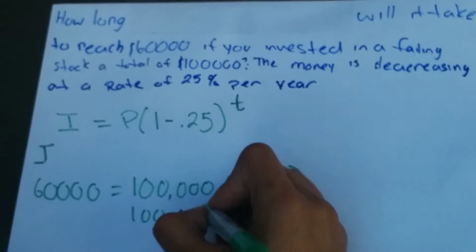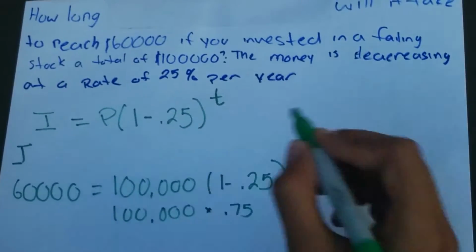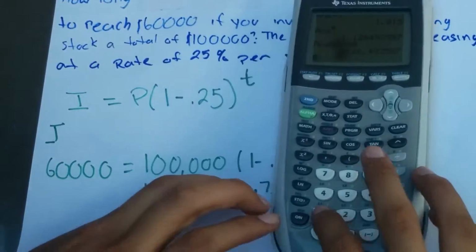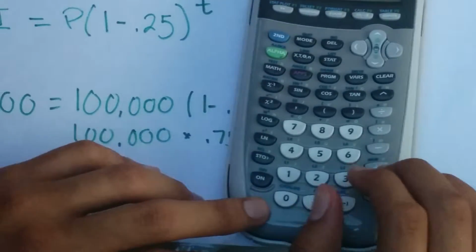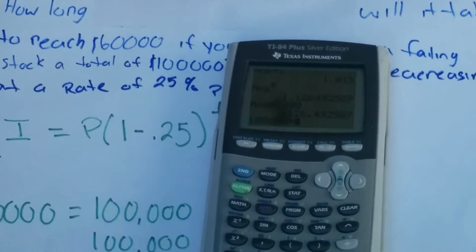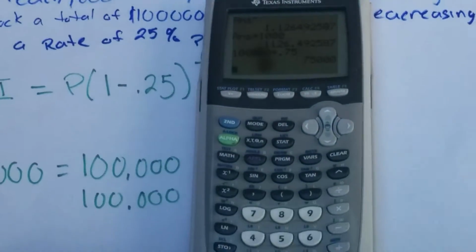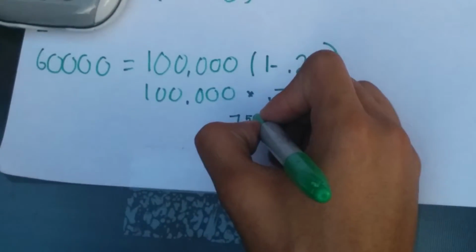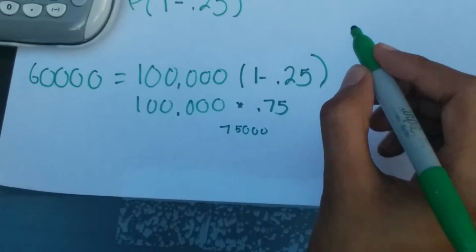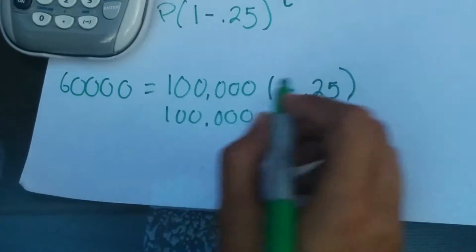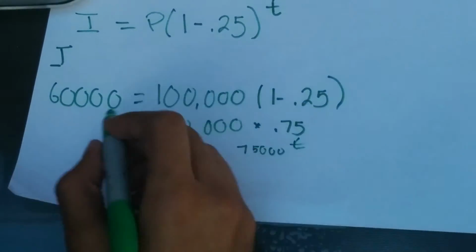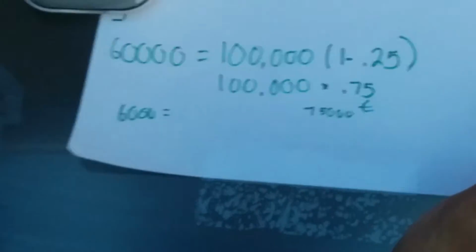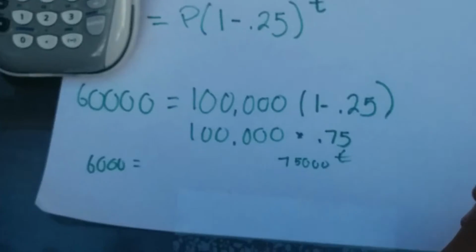So the 100,000 multiplied. Handy dandy calculator. 100,000, as you see, times 0.75 means we would lose about 25K per year. It's 75K. That's it. Okay, and then we have 60K. So after 1 year, you'd have 75,000.